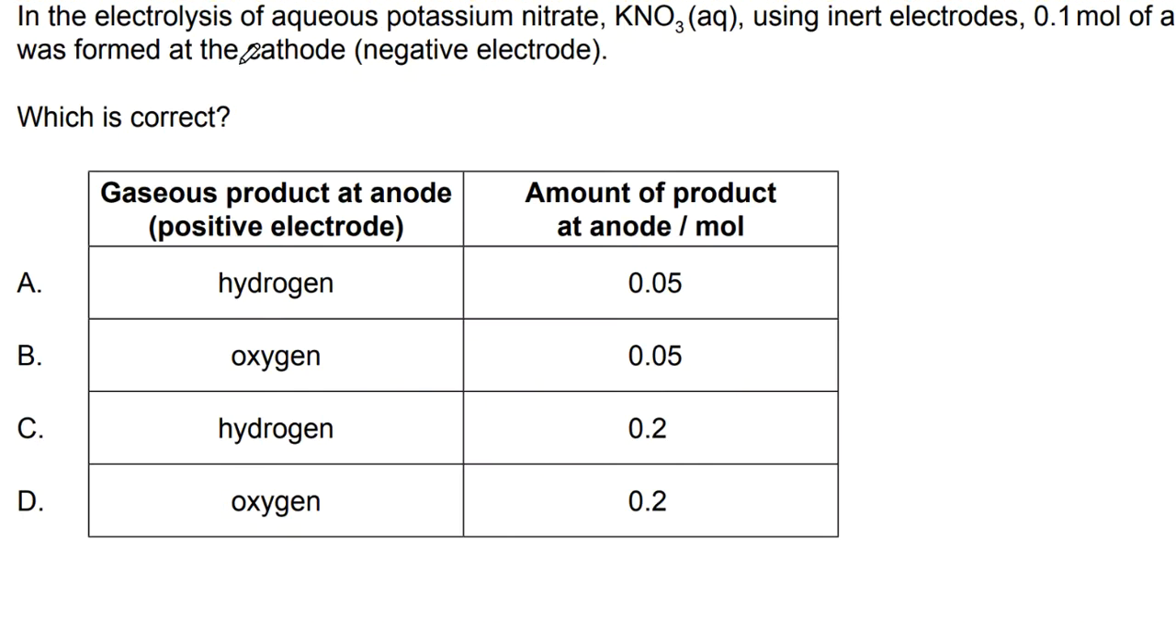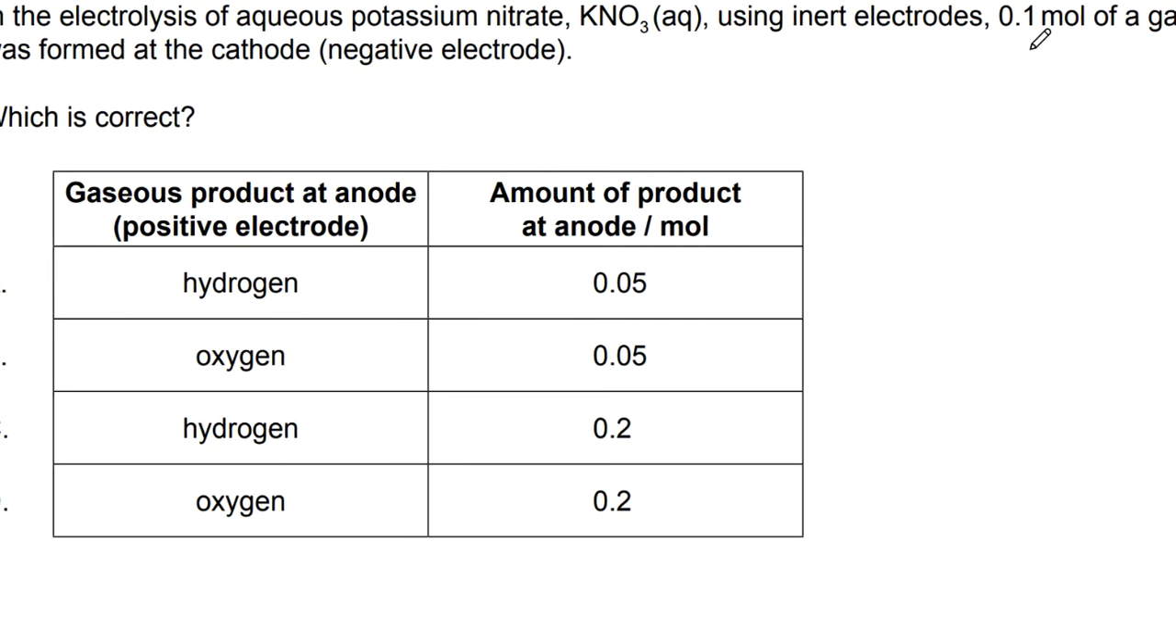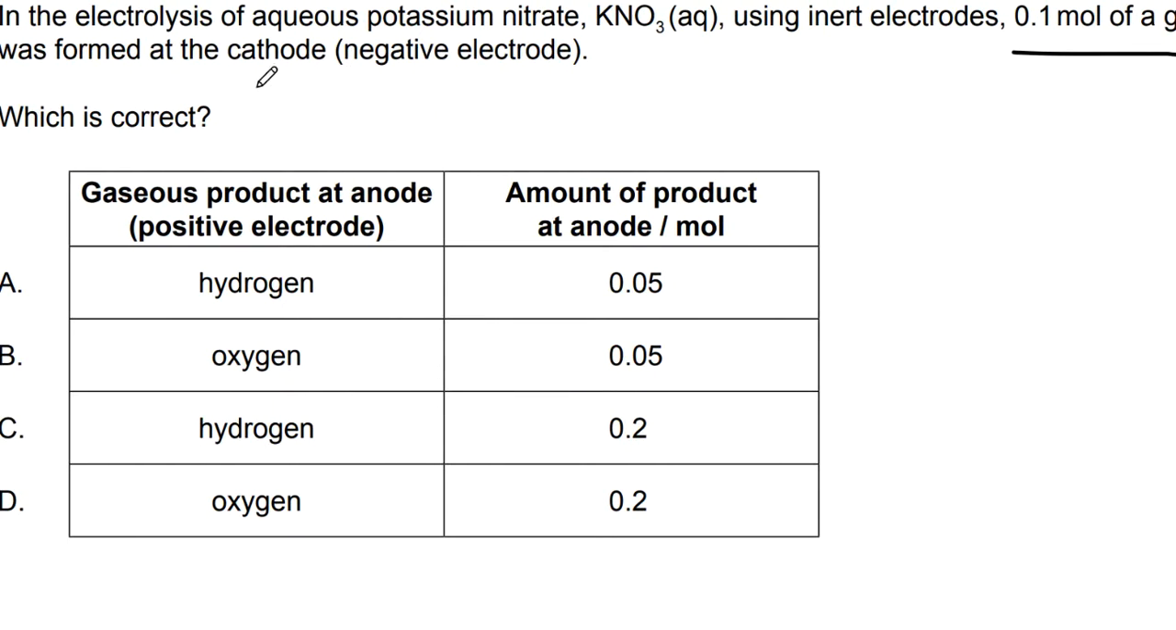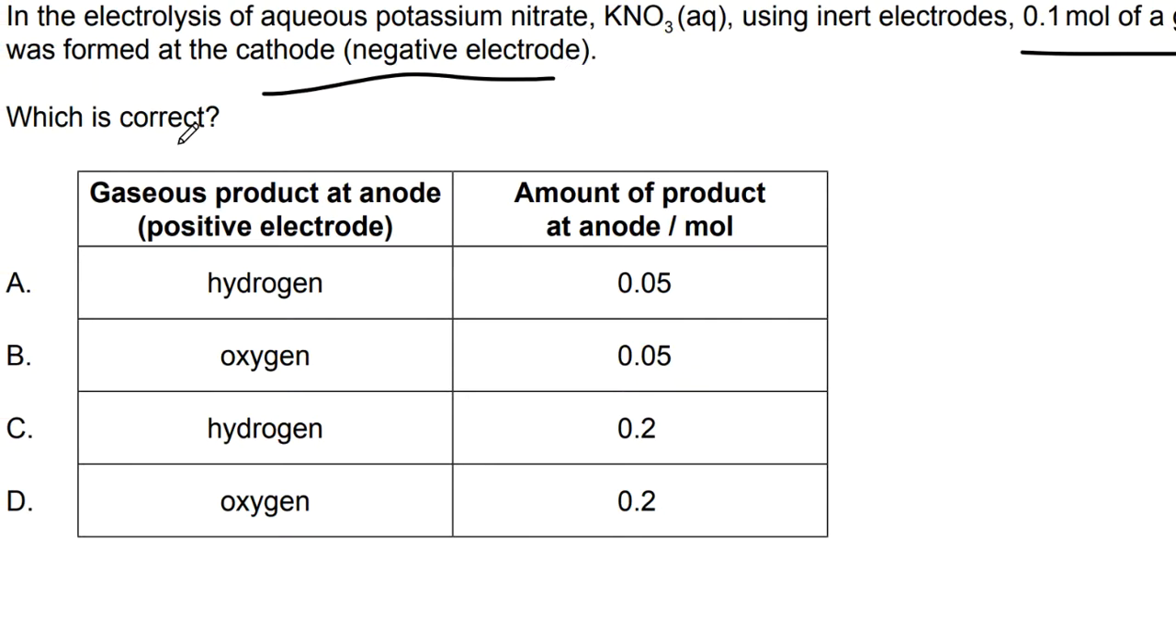In the electrolysis of aqueous potassium nitrate using inert electrodes, 0.1 moles of gas was formed at the cathode, negative electrode, which is correct. So if we're thinking about the cathode, we have reduction happening at the cathode. We're going to think about the reduction potentials. So at the cathode, we're going to have cations. The only cations in this aqueous solution will be the K plus ion and the H plus ion.